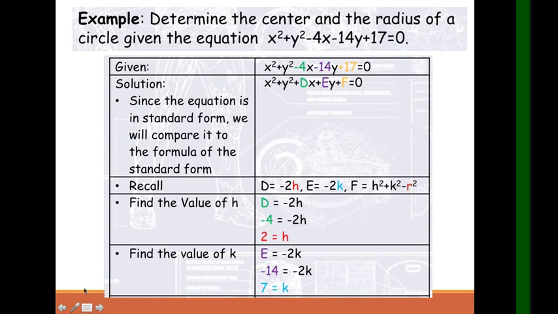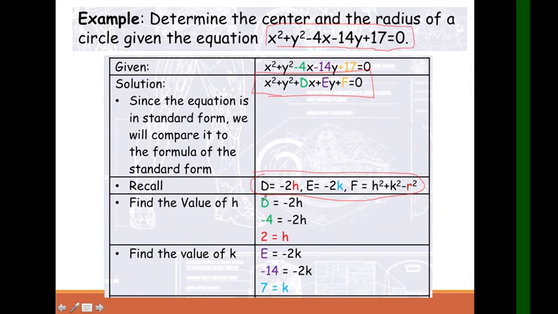Given the general equation of the circle, x² + y² - 4x - 14y + 17 = 0, we will find the center and the radius of the circle. So remember the formula for the general form, we have x squared plus y squared plus dx plus ey plus f equals 0. We need to recall also that d is equal to negative 2h, e is equal to negative 2k, and f is equal to h squared plus k squared minus r squared.